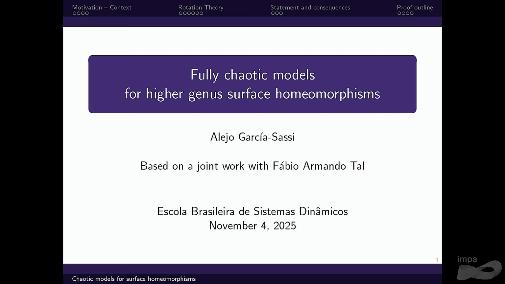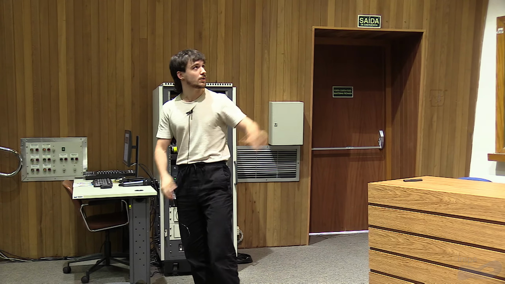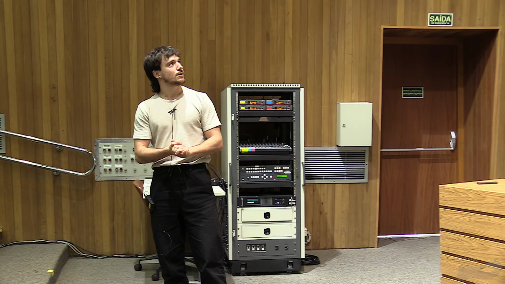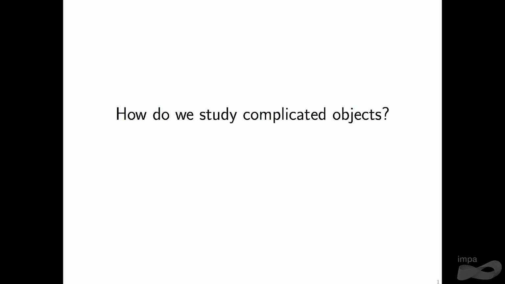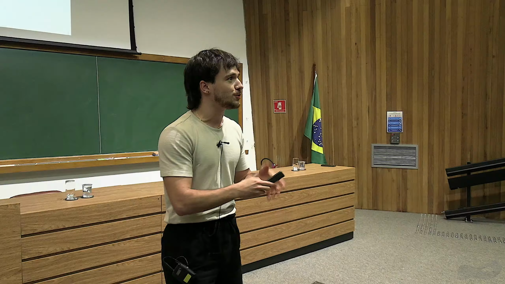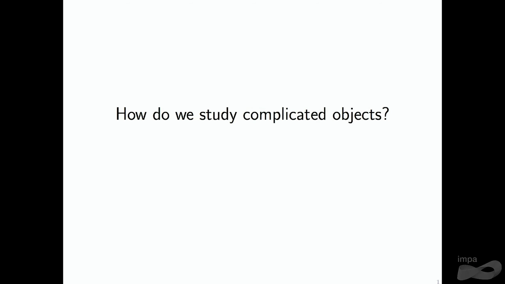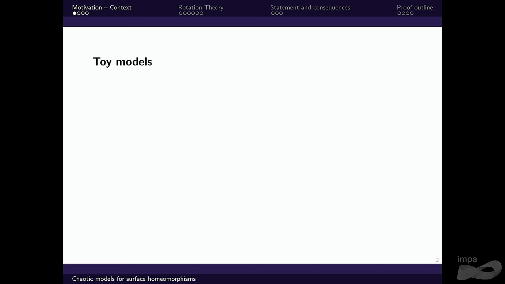Okay, so thank you very much for the invitation. We are going to talk about fully chaotic models for higher genus surface homeomorphisms. So let me start like this. How do we study complicated objects? When you do math, most of the time you have something you need to understand and you don't. So when you look at that thing and you don't understand it, what you do sometimes is make simpler models. So you make toy models of your complicated stuff.